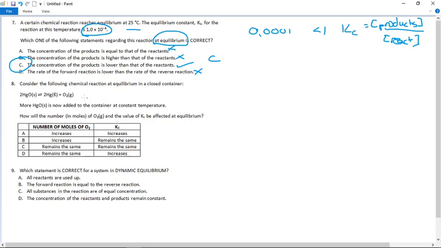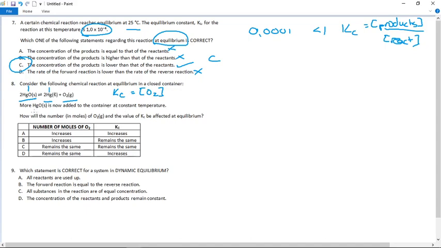Number 8, consider the following chemical reaction at equilibrium in a closed container. 2 mercury oxide solid goes to 2 mercury liquid plus oxygen gas. Now this is interesting in terms of Kc, because solids are 1 in the equation, liquids are 1 in the equation, so the only thing that can make up Kc here, if we do Kc as products over reactants, is the concentration of the oxygen gas. That is literally the only thing that makes up Kc here.